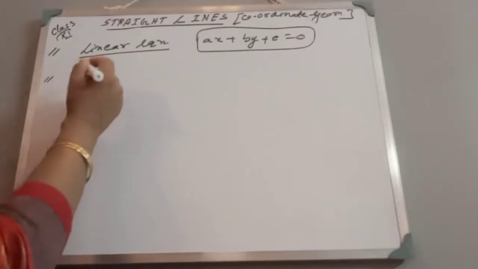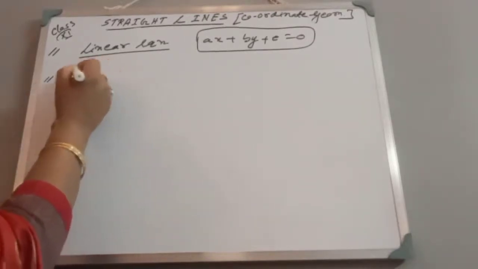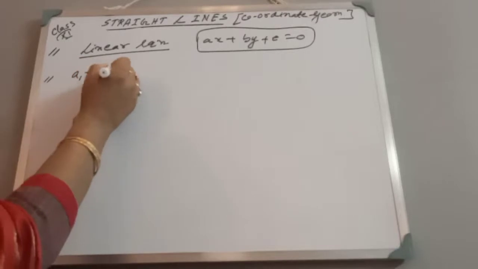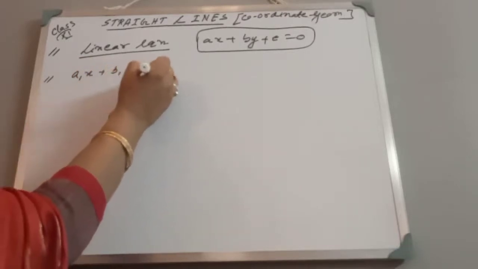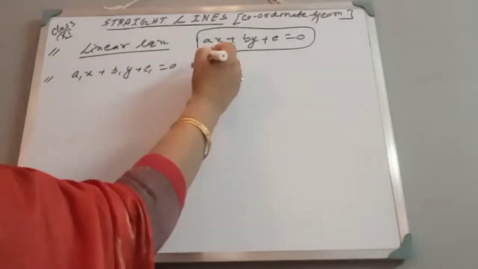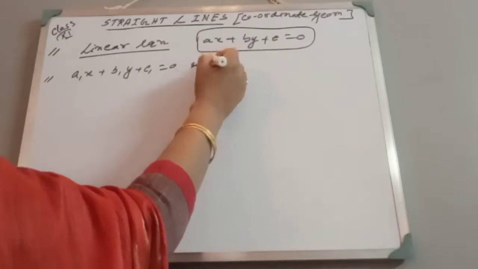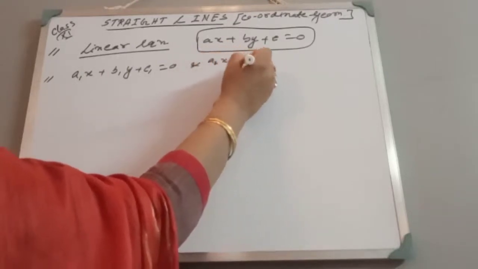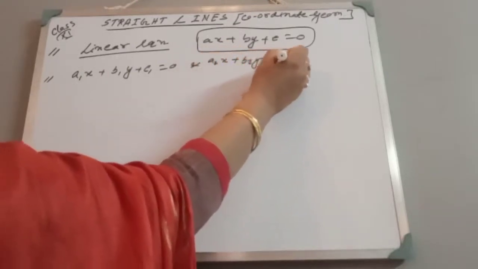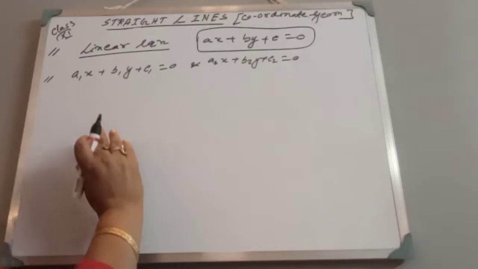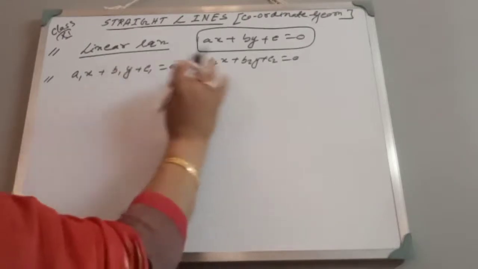Remember this. And next is the equation of any straight line through the point of intersection of the lines, say A1X plus B1Y plus C1 equal to 0. This is equation number one. And another equation is A2X plus B2Y plus C2 equals to 0. This is the second equation. Now, what is the equation of any one straight line through the point of intersection?